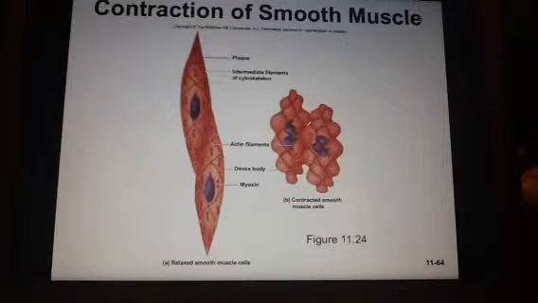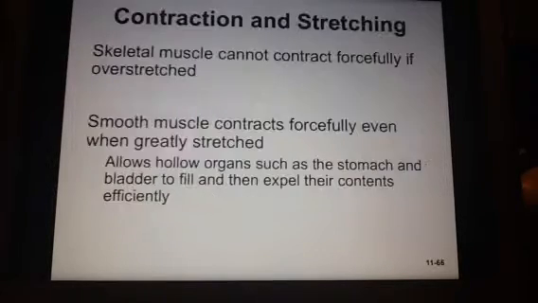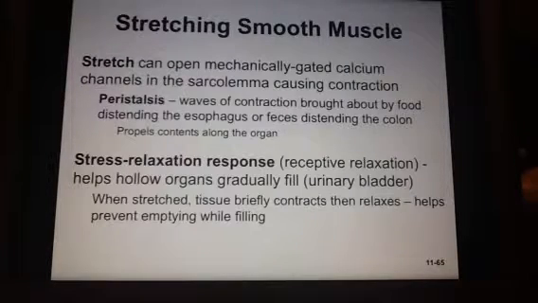So here is what those cells look like when they're contracted and how different they look when they're relaxed. So I like that picture a lot. It shows how different this is from skeletal muscle. And I am actually going to leave it there. We'll talk about stretching a little bit.